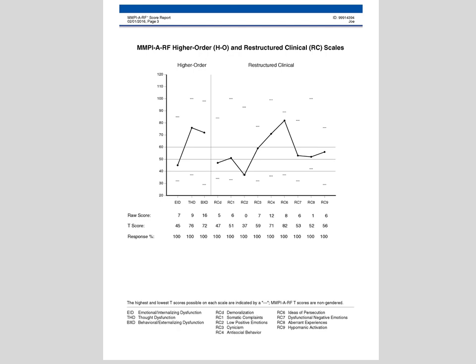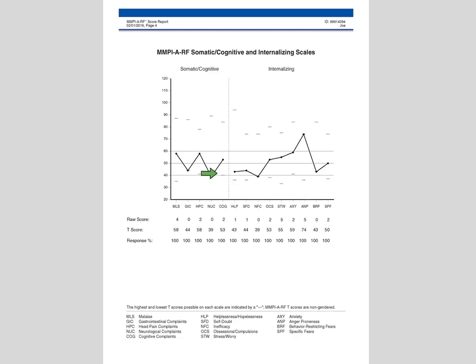We can now move on to the other domains, and we would probably next go to somatization. RC1 is not even close to being elevated, and none of the somatic cognitive scales fall within the elevated range.